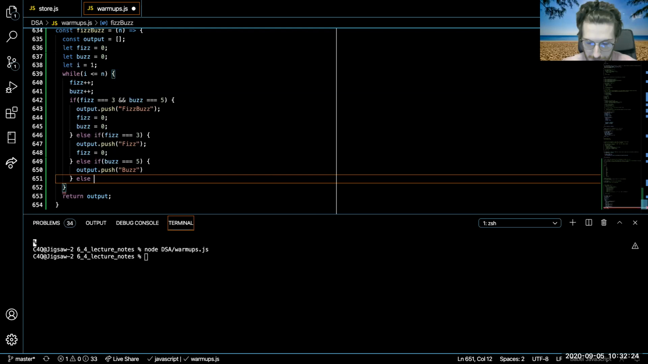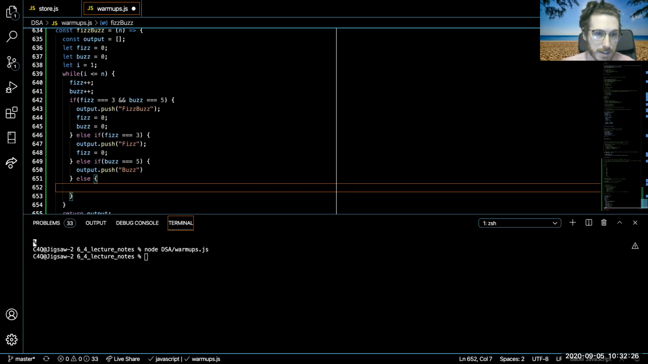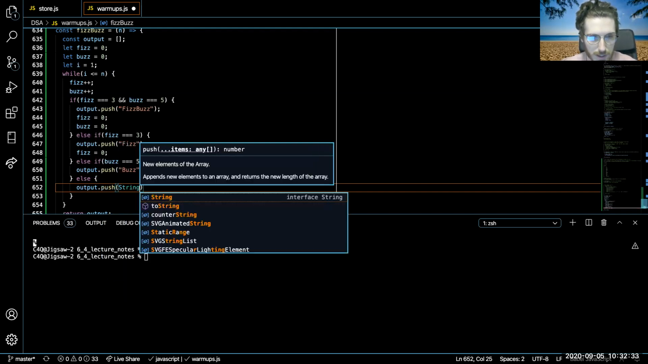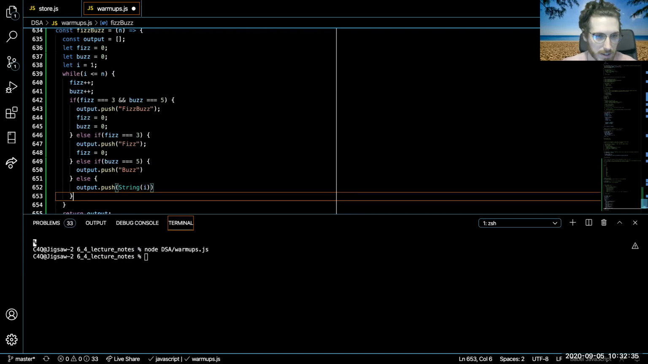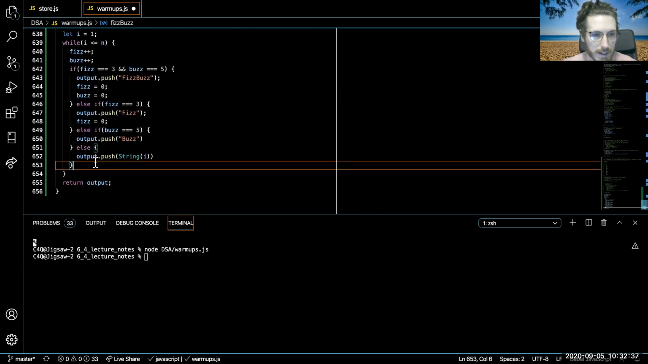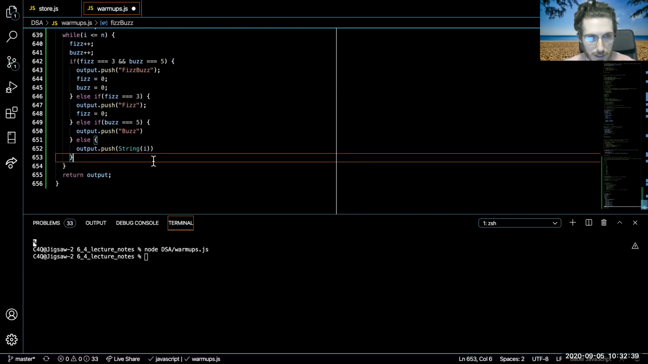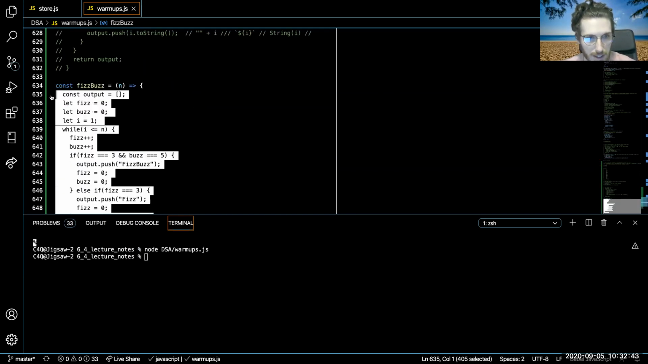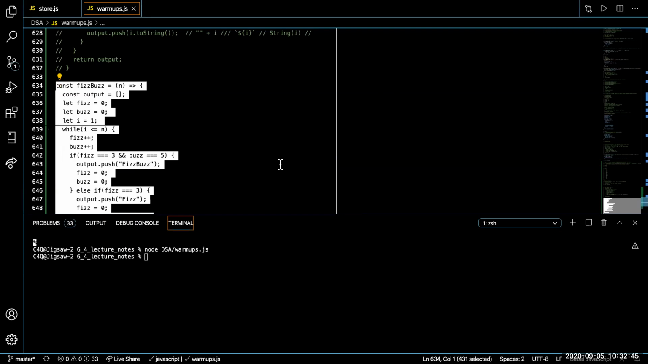Else, then we need to push our i. So let's just say output.push, we'll say string at i for now. And then we still are returning our output. Let's check to make sure it works, and then we'll walk through it.